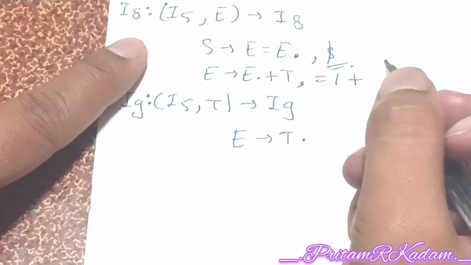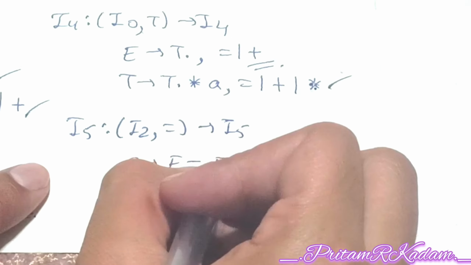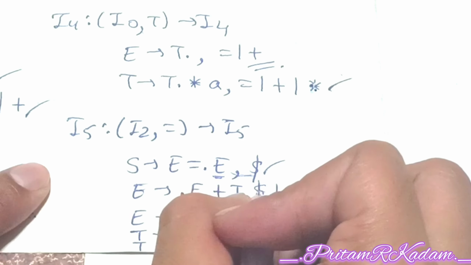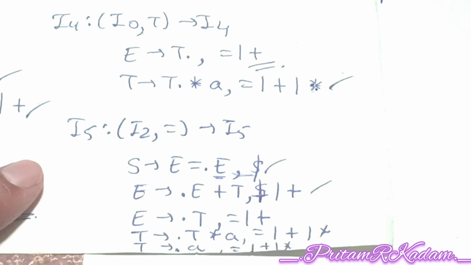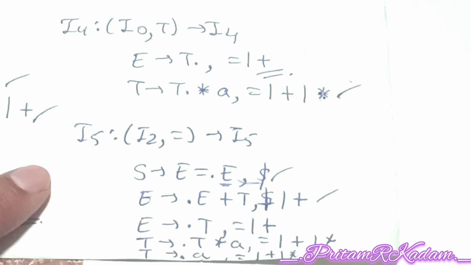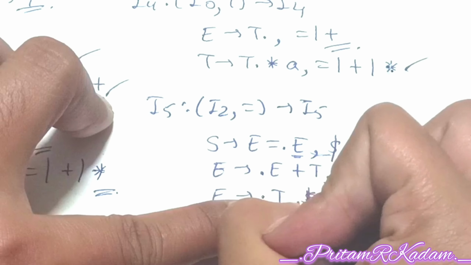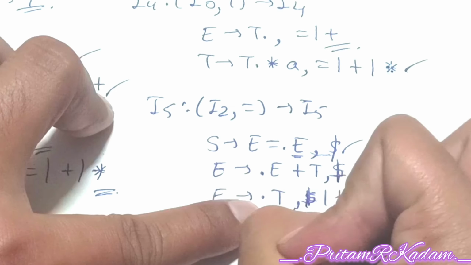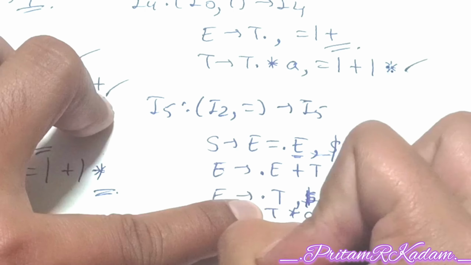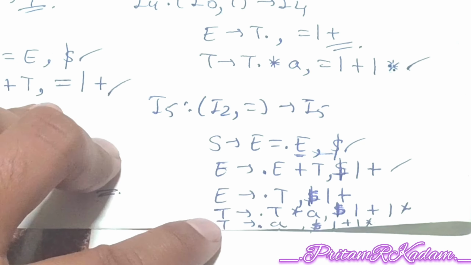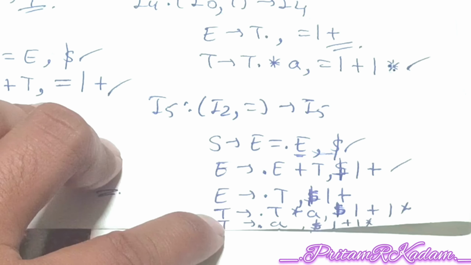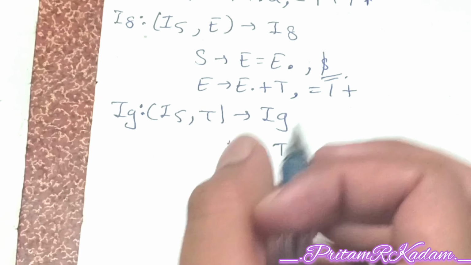I made a little mistake over here because these two productions were because of E, and the next element of the E is dollar. So we will have dollar in place of equals to. So over here also dollar, over here also dollar, and for the next also we have to write dollar. Now this is having the correct look ahead. Now I'll write the look ahead of this production, which will be dollar and plus.